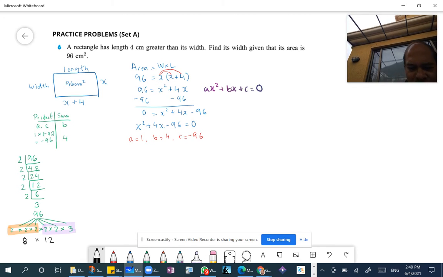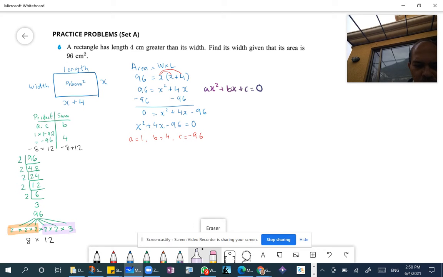Now, the interesting thing is that here you see that the difference between 8 and 12 is 4, and that might be of some use to us. So let's see if we can work that out. Okay. So let's write those factors down here. 8 times 12. But to get minus 96, this should be minus 8 times 12. And of course, minus 8 plus 12 is 4.